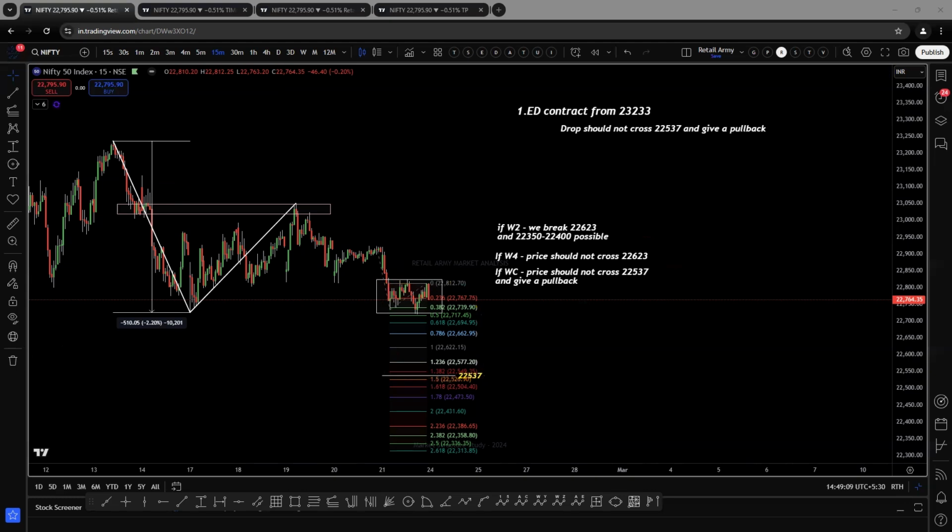After this, what will happen? We will go for a pullback. This entire drop, whatever comes, it will be retraced, that is for sure. All right. In these two scenarios, whatever drop comes, it will be fully retraced. That is the entire plan for next week.